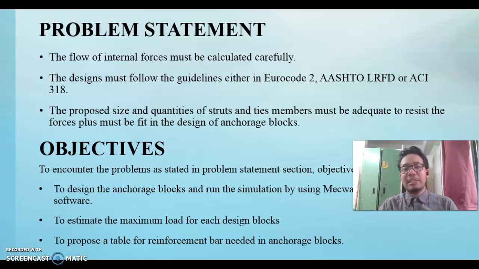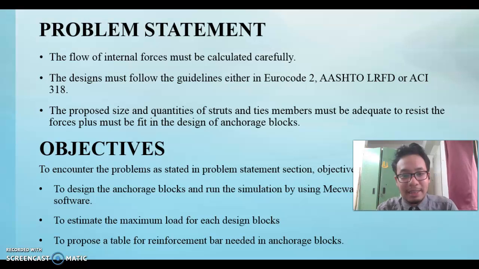The problem statement of this final year project is, first, the flow of internal forces must be calculated carefully. Second, the design must follow the guidelines, either in Eurocode 2, AASHTO LRFD or ACI 318. The last one is the proposed size and quantities of strut and tie members must be adequate to resist the forces, plus must fit in the design of the anchorage block.